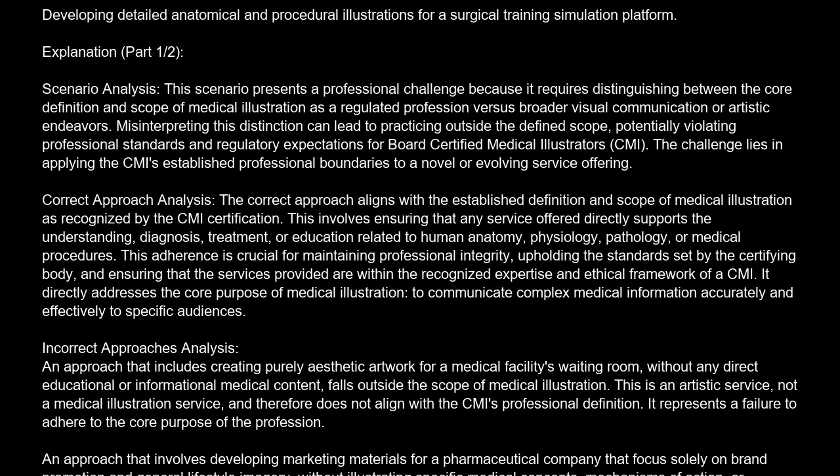The correct answer is B. Developing detailed anatomical and procedural illustrations for a surgical training simulation platform.